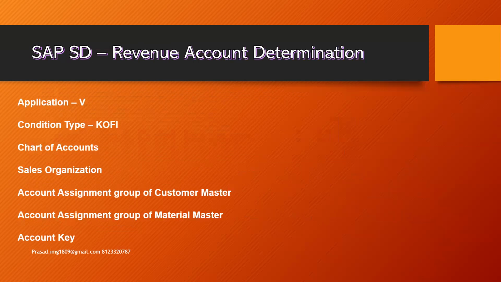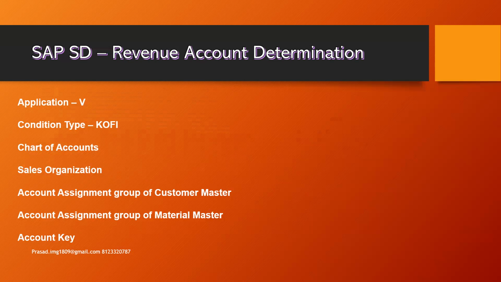So how will the revenue account be determined? You have to explain this to your interviewers whenever you attend. It is the combination of the application and condition type. KOFI is the standard condition type, and KOFK is for controlling. Then the chart of accounts: based on the countries, we will be using the International Chamber of Commerce INT International Chart of Accounts, or whichever chart of accounts you use. That can be proposed here.